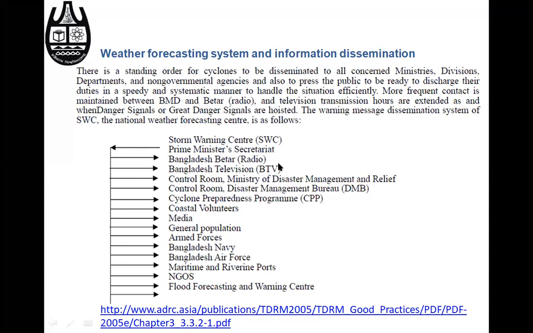For example, TV, radio, the cyclone preparedness program, coastal volunteers, media, even different forces, defense and NGOs, and the flood forecasting warning center. All of them have been included in the secretariat. Now, any decision is taken by the storm warning center. That is a decision of each of the organizations. So there is no need to give any instruction that BMD needs to provide something. No need, because you are also part of the warning center.